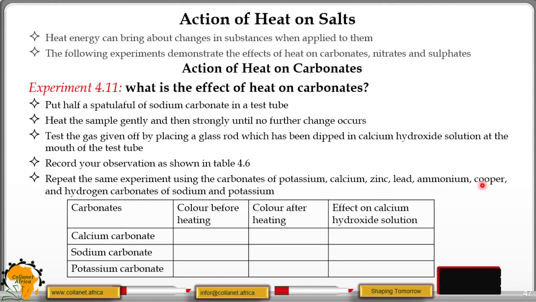This is a P, it's not a double O. This is copper, because it's copper. Then we have color before heating and color after heating. Effect on calcium hydroxide solution, that is the gas that may be produced. You test that gas on calcium hydroxide solution. Then you repeat the same using now the hydrogen carbonates of sodium and potassium. They are the only solid hydrogen carbonates that do exist, that is sodium hydrogen carbonate and potassium hydrogen carbonate. The other hydrogen carbonates do not exist in solid form.